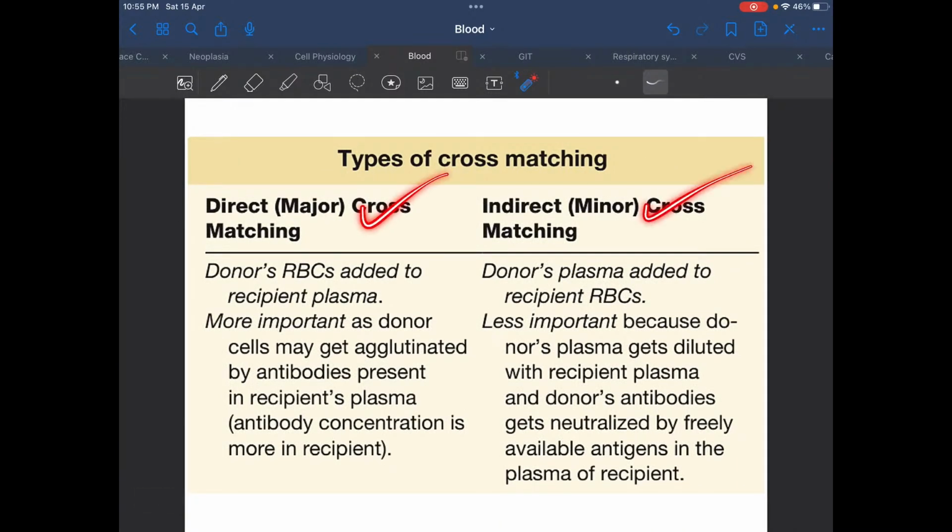We can have direct cross matching, we can have indirect cross matching. What is indirect cross matching? मतलब donor की RBCs को जो आप दे रहे हो, you're cross matching it with the recipient's plasma, whether it can receive it or not. And what is minor cross matching? Minor cross matching का उल्टा मतलब है कि whenever आप donor का plasma for any antibodies which are present, you're matching it with the recipient's RBCs.